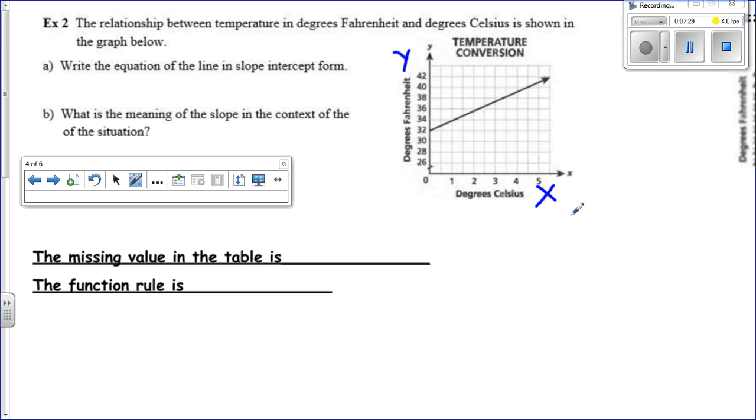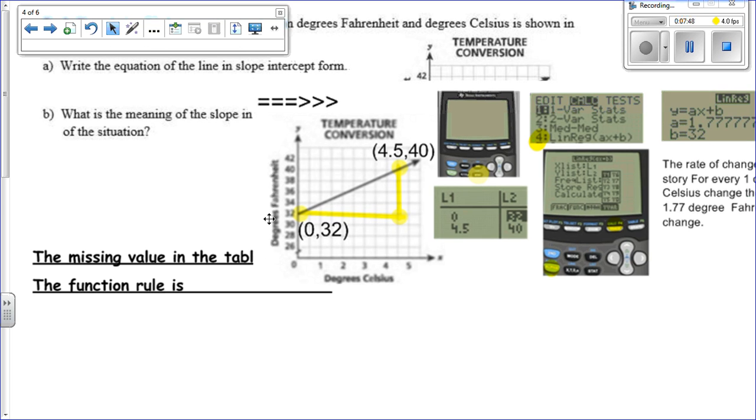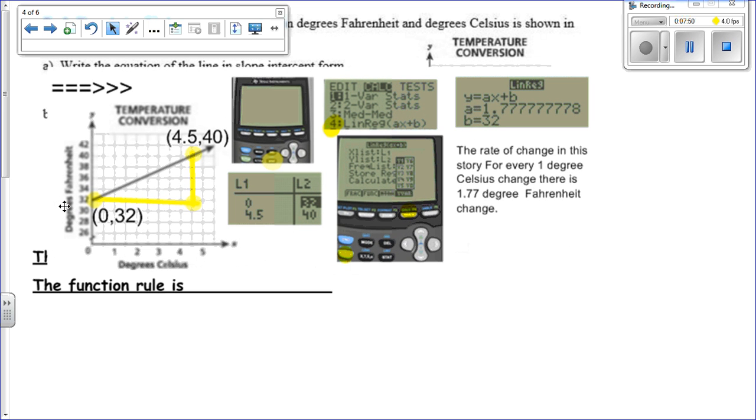That's been about a minute, I think. All right, so let's bring out the thought here. First thing I want to do is take that graph and convert it into coordinates, and then use those coordinates to plug into my calculator. So I have 0 and 4.5. I'm looking for my x. And for my y, I'm looking for 32 and also 40.